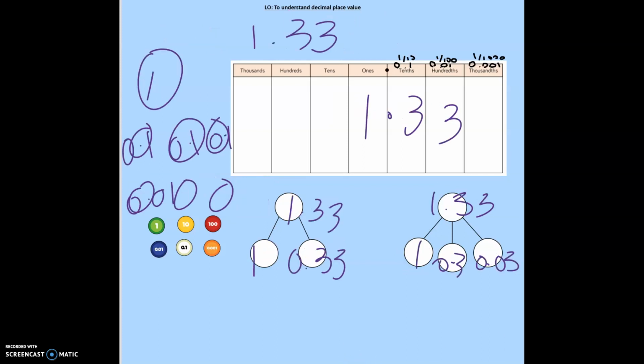Okay, hopefully you had a go. I've had a go here. You can see my answers. You can check them against yours. You can see if you've got something similar. But I have full confidence that you've managed to show 1.33 in lots of different ways using the place value strategies. So next question then.